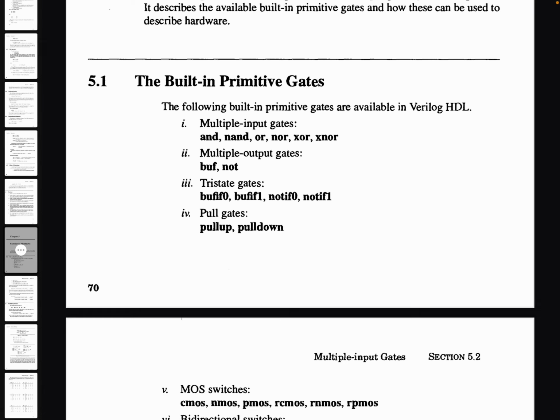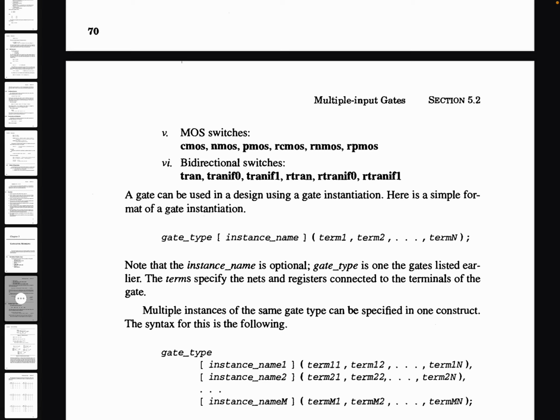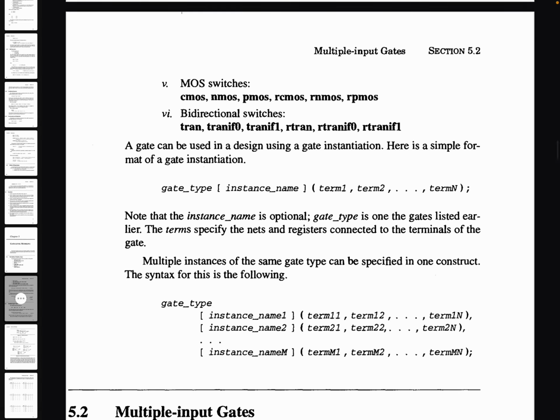Multiple input gates include AND, NAND, OR, NOR, XOR, XNOR. Multiple output gates include buf and NOT. Tri-state gates include bufif0, bufif1, notif0, notif1. Pull gates include pull up and pull down. We also have MOS switches: CMOS, NMOS, PMOS, RCMOS, RNMOS, RPMOS, which are used in switch level modeling. And bidirectional switches such as tranif1, rtranif0, and rtranif1.